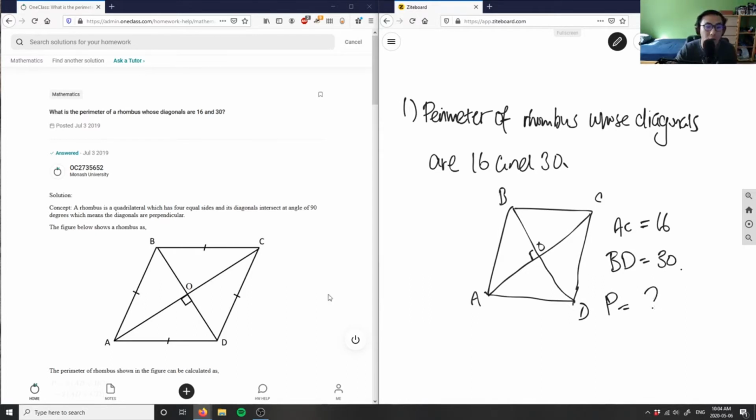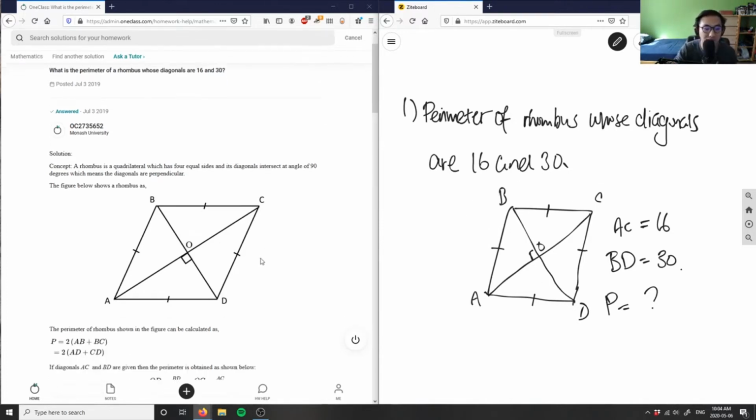If you remember, a rhombus is a quadrilateral with 4 equal sides, right? And its diagonals intersect at an angle of 90 degrees, which means the diagonals are perpendicular. So all these sides are equal: B to C, A to B, A to D, and C to D. The perimeter is simply 4 times the length of one of these sides.